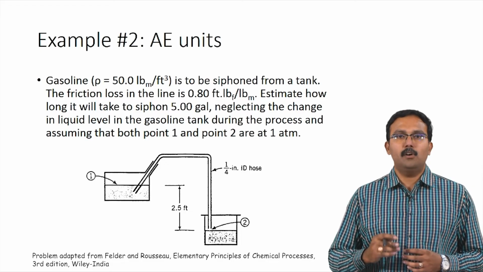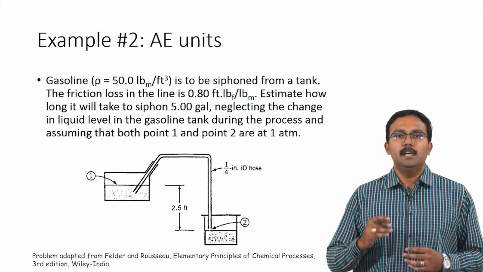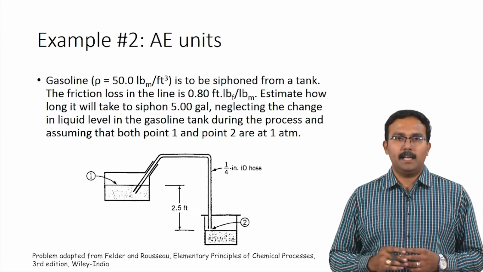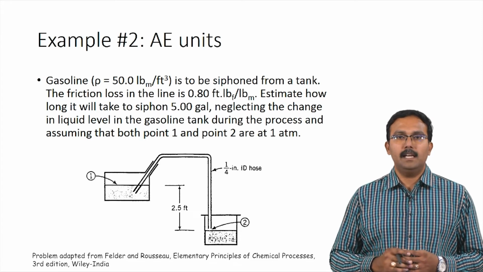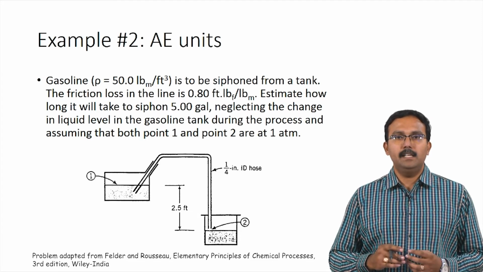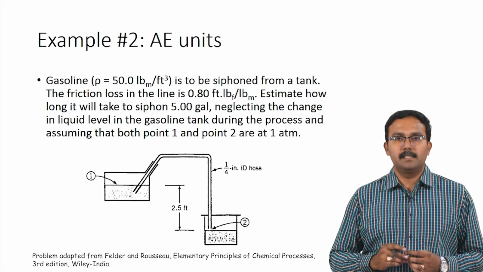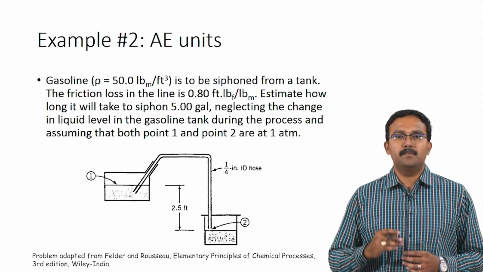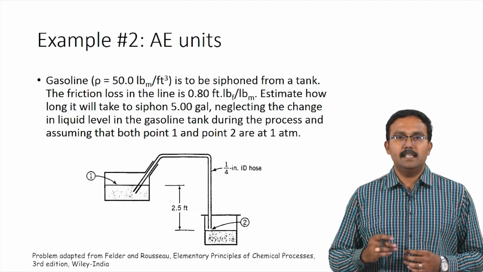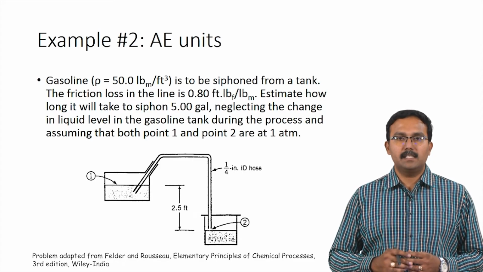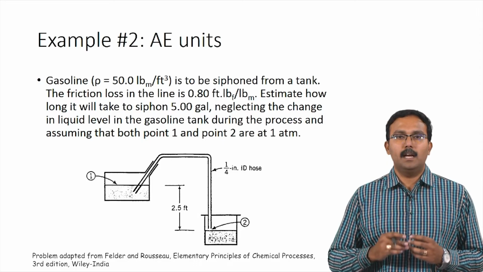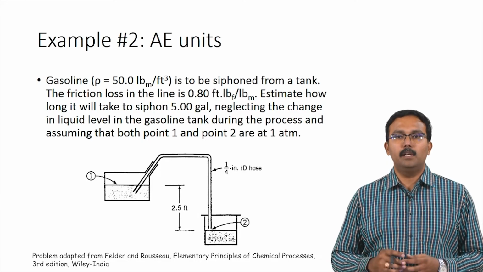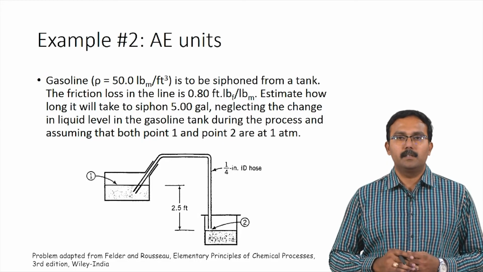Gasoline with density of 50 pound mass per feet cube is to be siphoned from a tank. The friction loss in the line is 0.8 feet pound force per pound mass. Estimate how long it will take to siphon 5 gallons, neglecting the change in liquid level in the gasoline tank during the process and assuming that point 1 and point 2 are at 1 atmosphere.